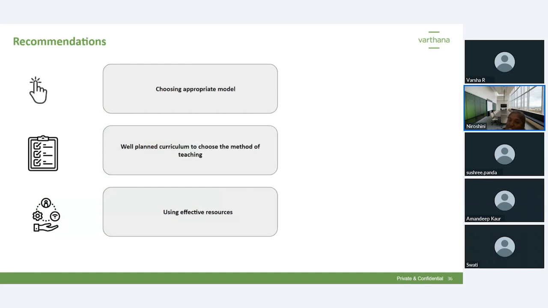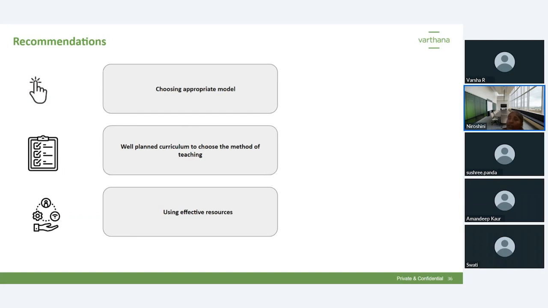So our recommendations would be by choosing appropriate model according to the need of the hour. If it's a complex topic, then definitely we can go for teacher-centered method. But like I said, we have to remember a lot of interactive questions should be there. You can include think, pair, share activities there to prominently initiate discussions among children. And then also, to choose the method, we need a well-planned curriculum. If we know the curriculum, this is the topic that I'm going to cover, is it complex or is it a diluted topic? Accordingly, you can choose the mode of teaching.